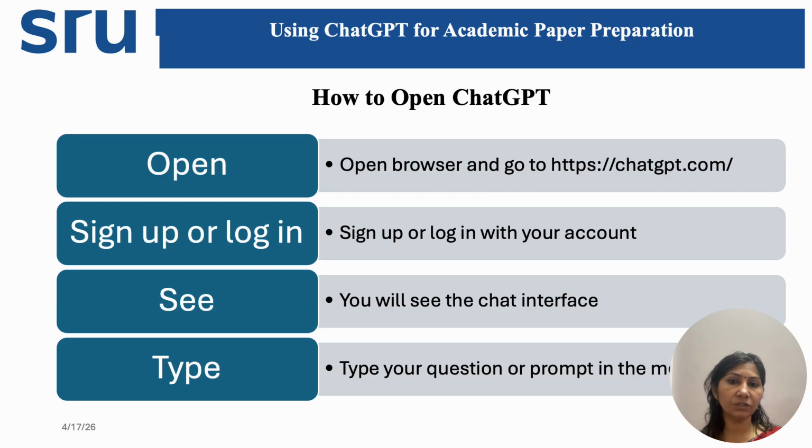Once you have logged in, you will see a chat interface. Simply type your query or prompt in the message box, whatever you want. For example, I want to refine a title. That also you can give as a prompt. Or else, suppose you have a title and you have a methodology, type a few lines on your methodology. Then you can ask ChatGPT what subsections you can use for writing a conference paper or a journal paper. It will take your prompt and give you the options.